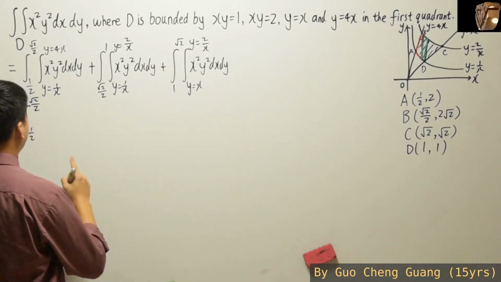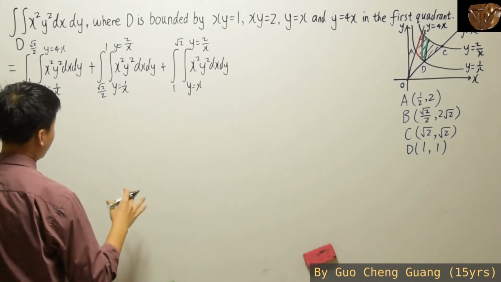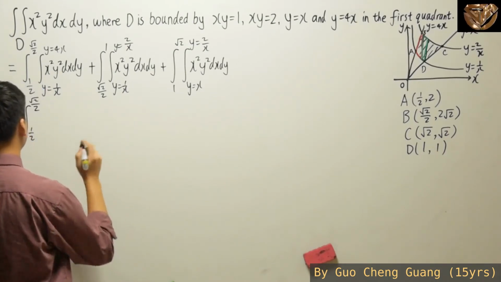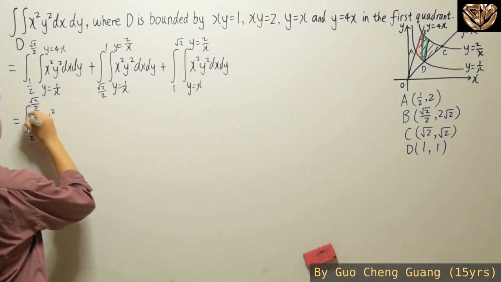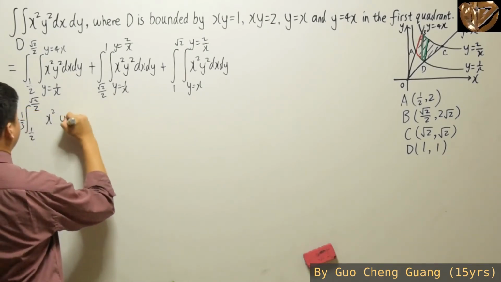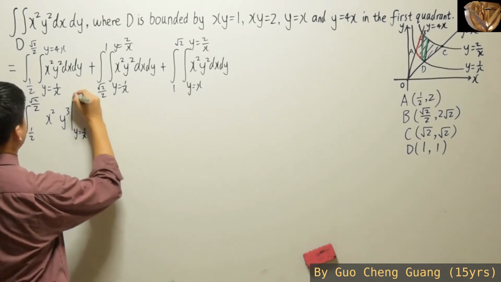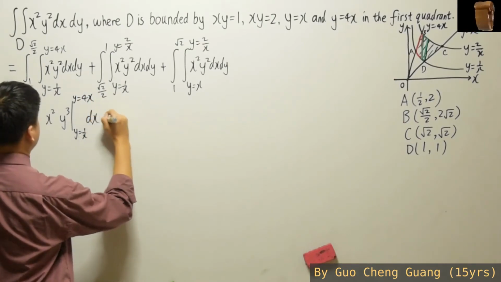So, y first. Each of them is just x squared y squared, and when you integrate with respect to y, you would take x as just a constant, which means x squared is going to remain the same throughout each of them. The only change is 1 over 3 y cubed, y is equal to 1 over x to y is equal to 4x, and then dx.